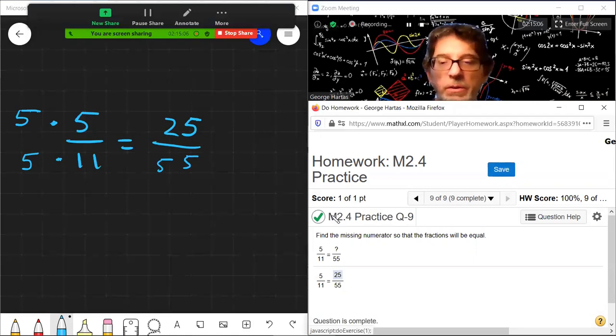All right, so that's how you perform equivalent fractions. So hopefully this made a little sense to you.